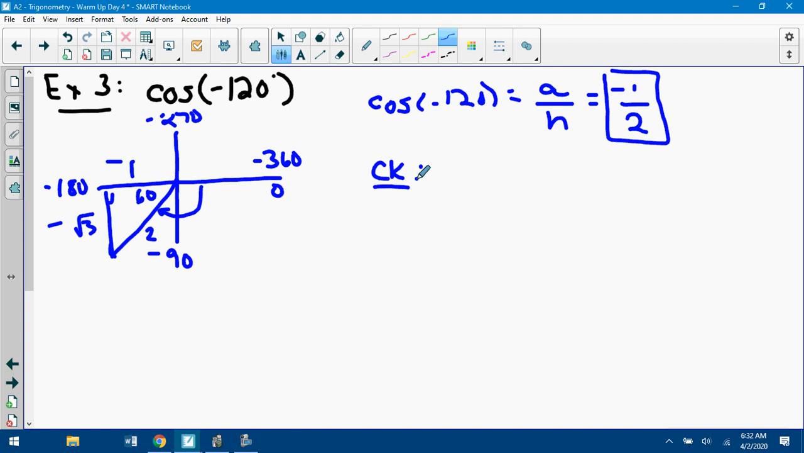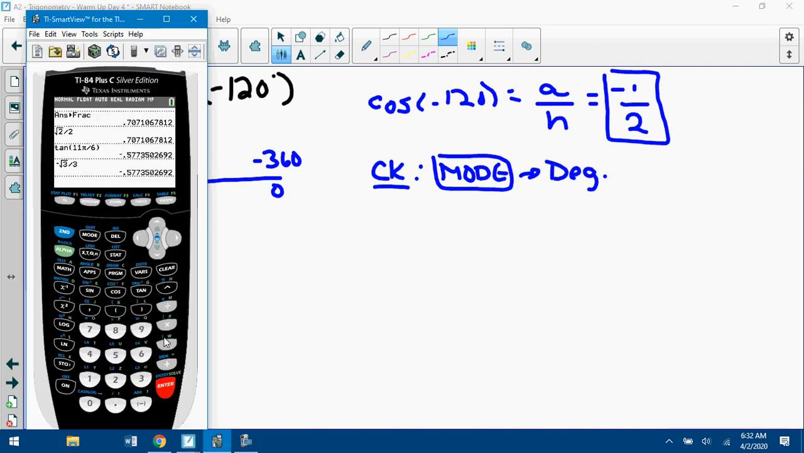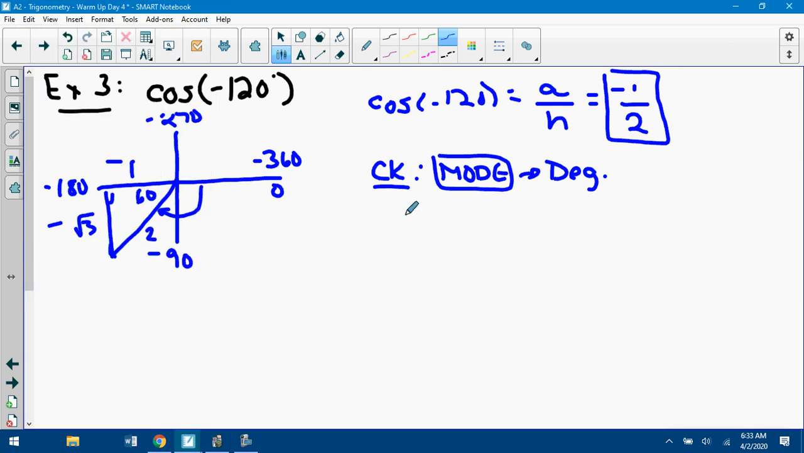Check. What mode? It's negative 120 degrees. So hit the mode button, go back to degrees. Mode degree. Then type in cosine of negative 120. Negative 0.5. This one's easy to check because you obviously know if cosine of negative 120 is negative 0.5, your answer of negative 1/2, you know that's also negative 0.5. Don't even have to type anything in. Check.